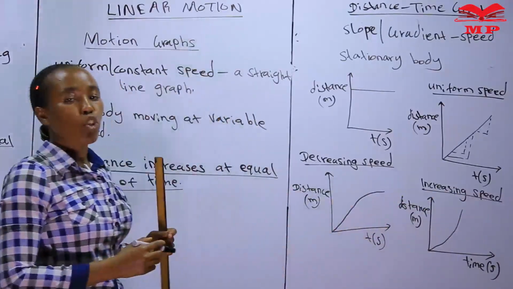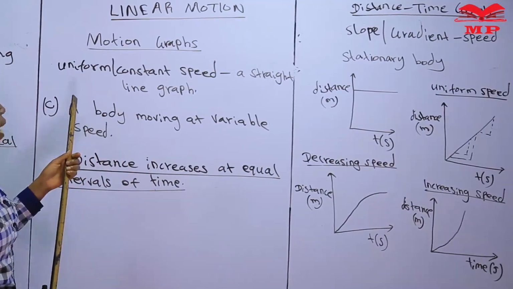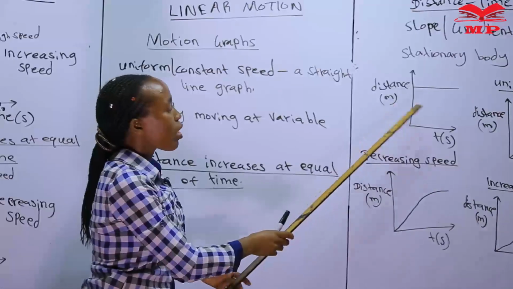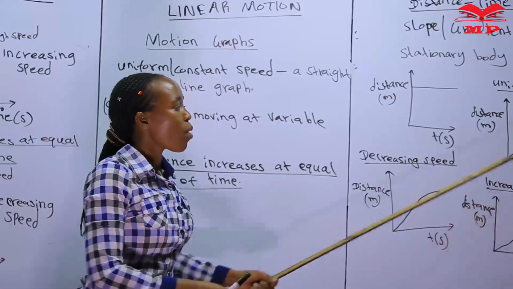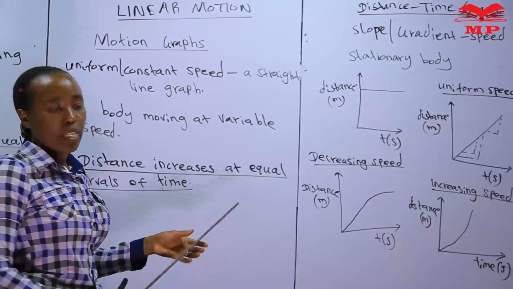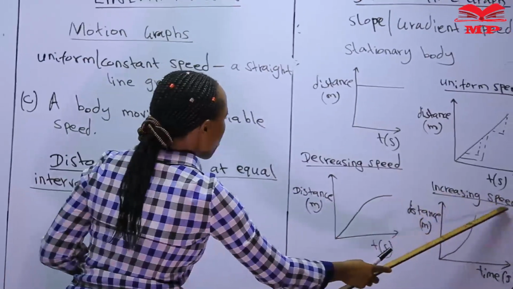So those are the motion graphs for the distance against time. That is for a stationary body, a body moving at a uniform or constant speed, and a body moving at a variable speed, that is either decreasing speed or increasing speed.